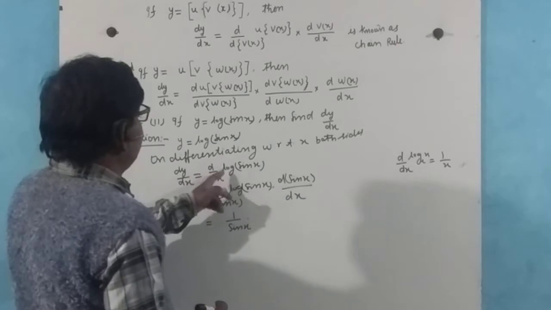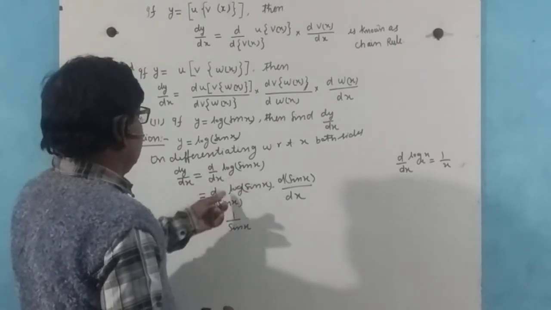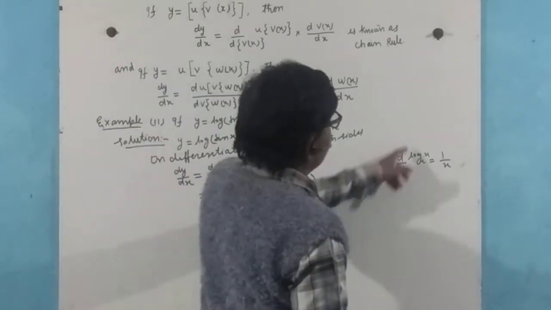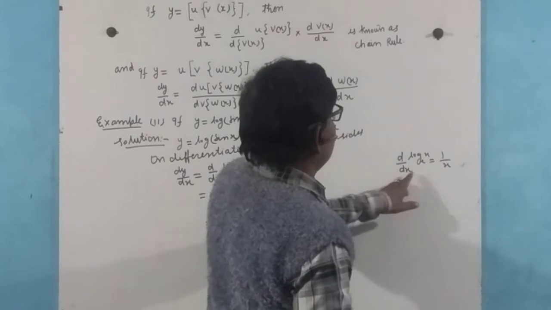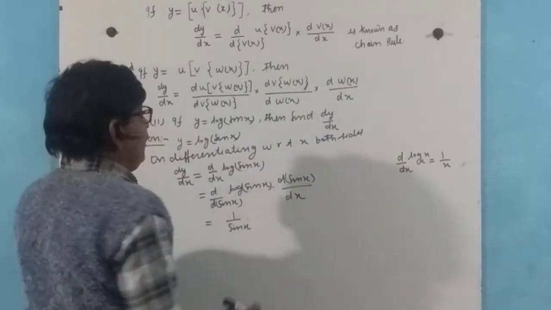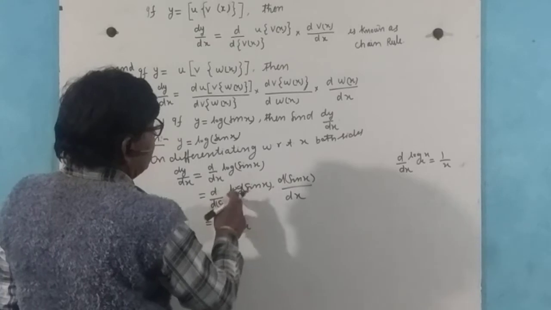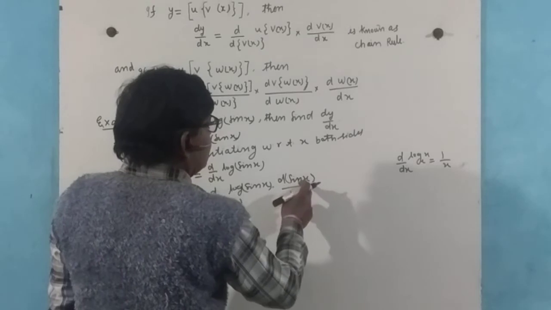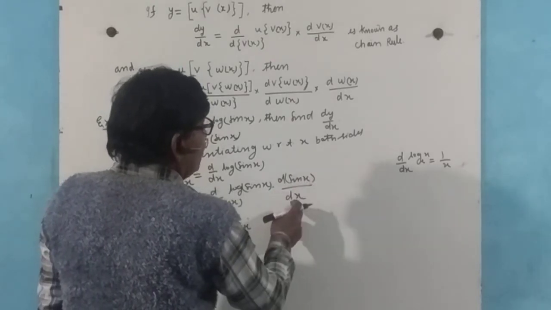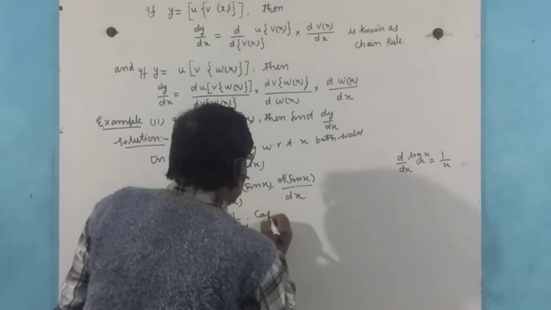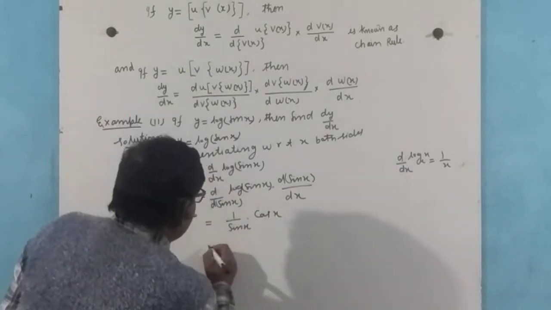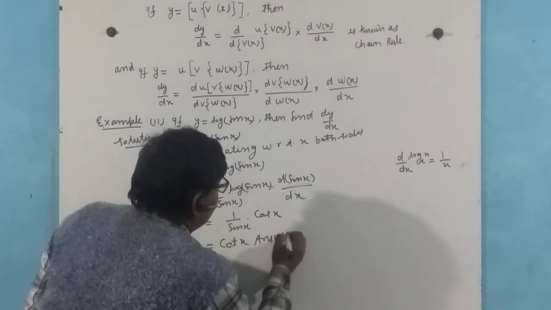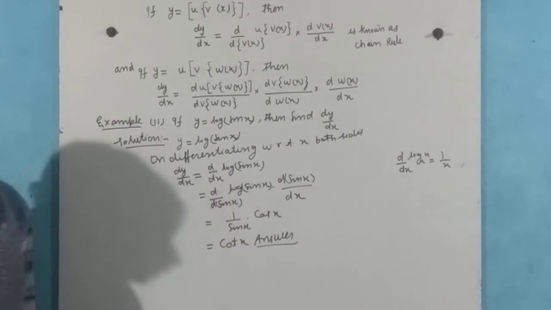Now d/dx of log x equals 1 by x, so in the similar sense d of log sin x by d of sin x is equal to 1 by sin x, and d/dx of sin x, the differentiation of sin x with respect to x, is equal to cos x. So cos x by sin x equals cot x. This is our answer here.